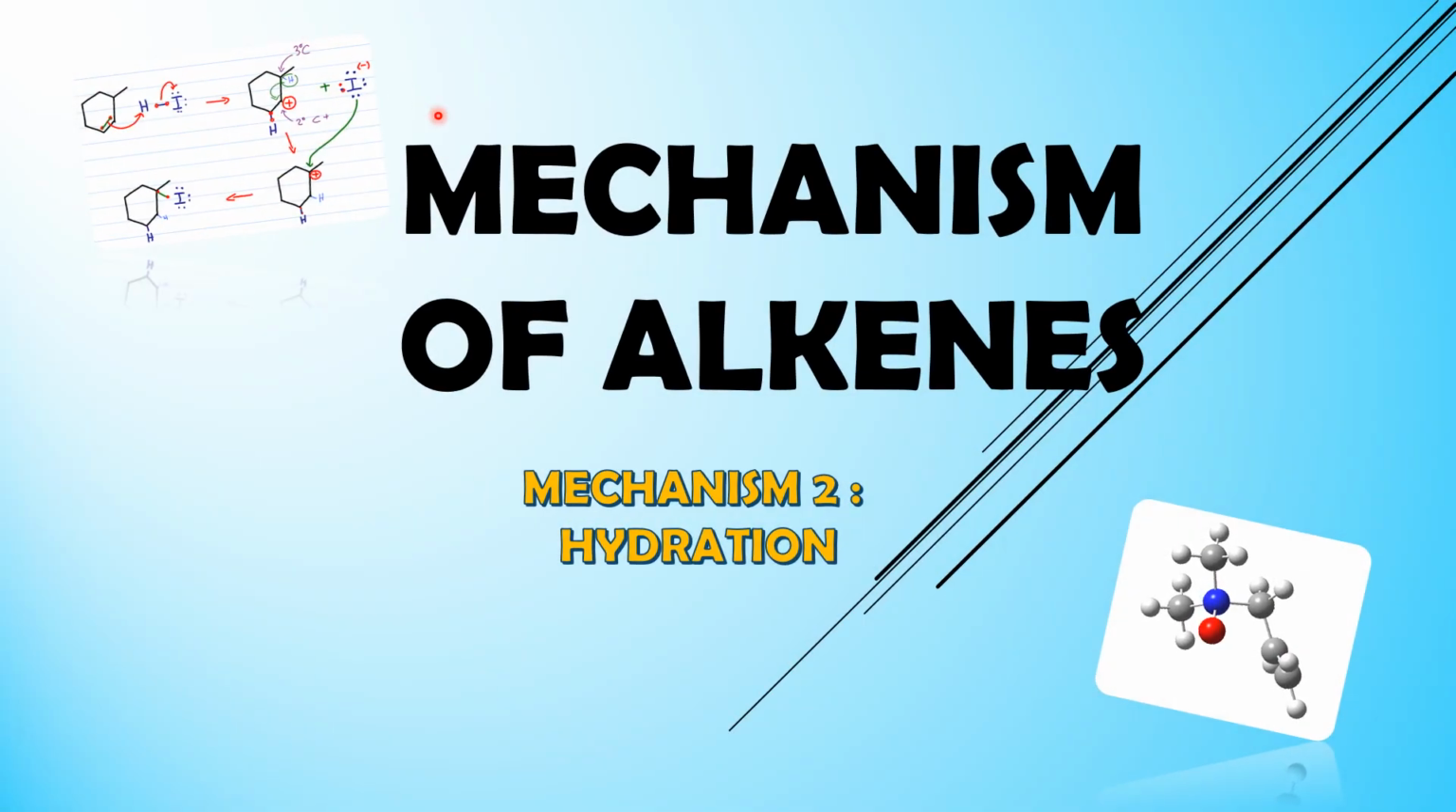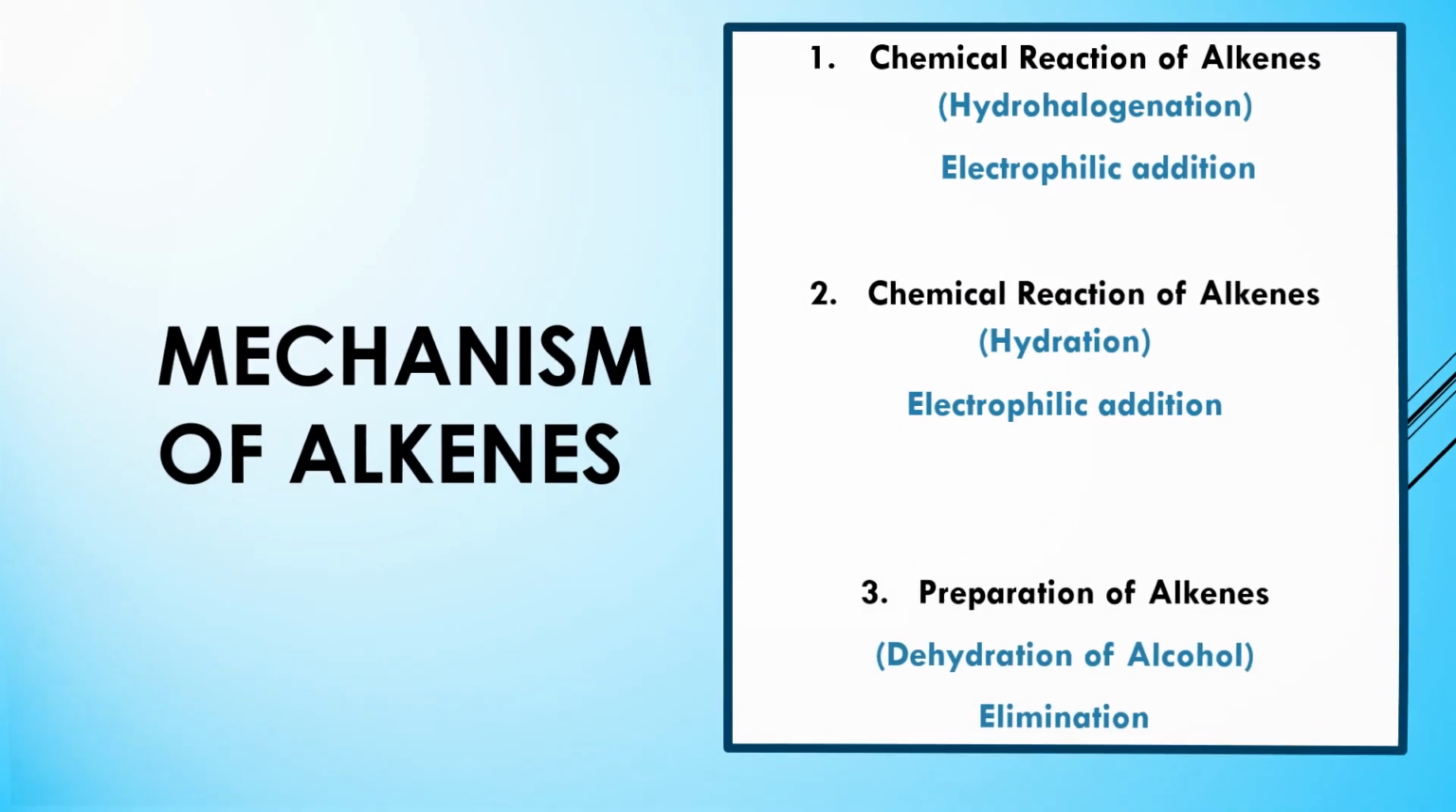Okay, class. We continue with the second type of the mechanism of alkenes, which is the hydration. Hydration is the process of addition of H2O to the carbon-carbon double bond. The type of reaction for the hydration is electrophilic addition, same as the hydrohalogenation. But we add the H atom and OH group to the carbon-carbon double bond, because H2O consists of an H atom and an OH group. Okay?